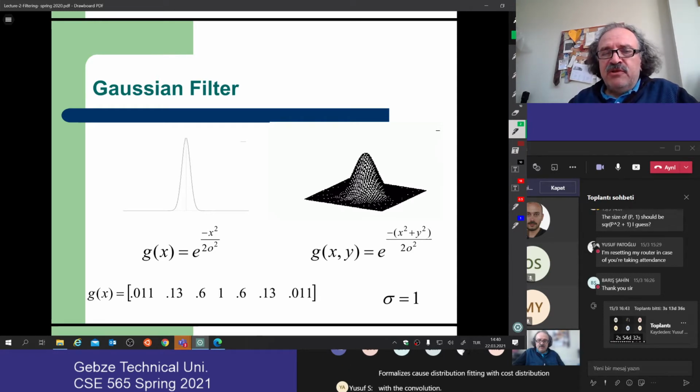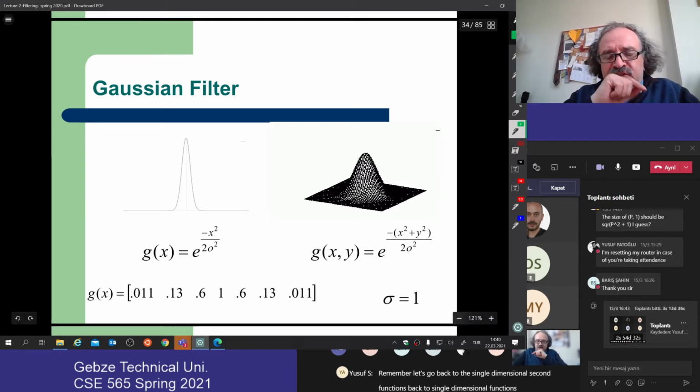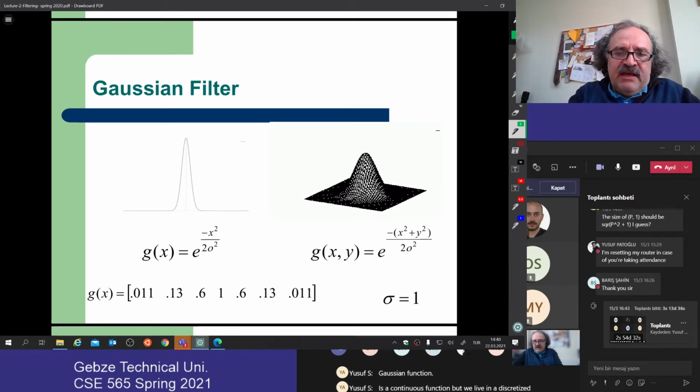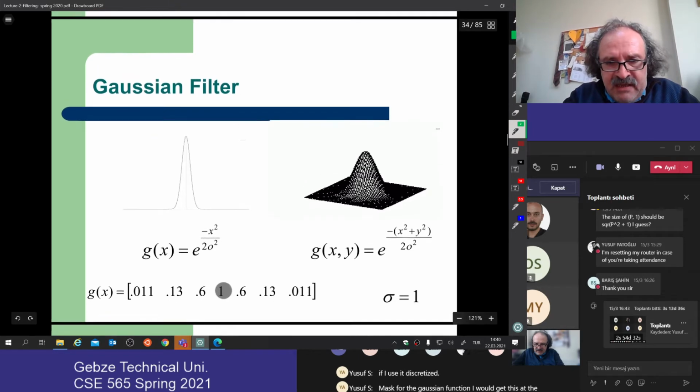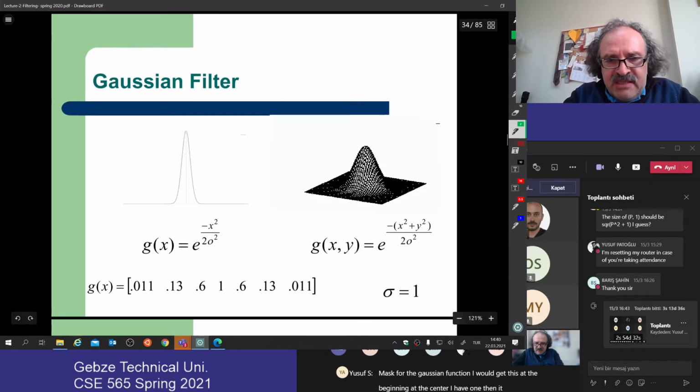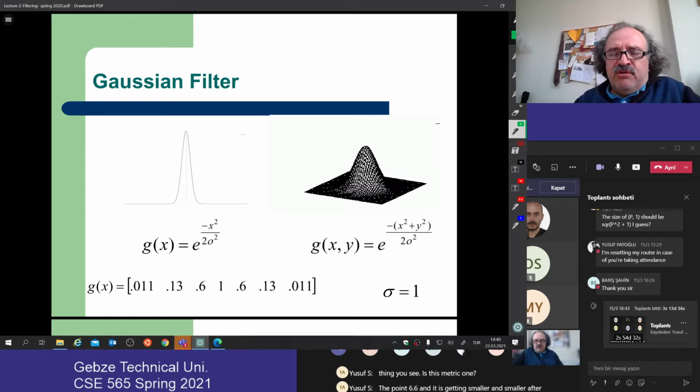Okay, so remember, let's go back to single dimensional functions. This is a Gaussian function. This is a continuous function, but we live in a discretized world. And if I use a discretized mask for the Gaussian function, I would get this. At the center, I have 1. Then it's symmetric, you see, 1, 0.6, 0.6, and it is getting smaller and smaller after a while. It is all 0, I assume.